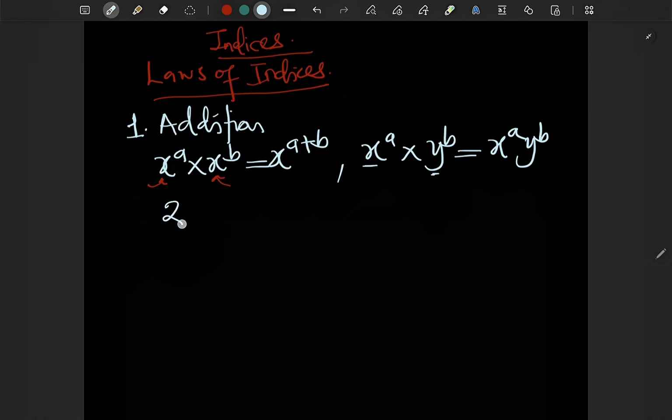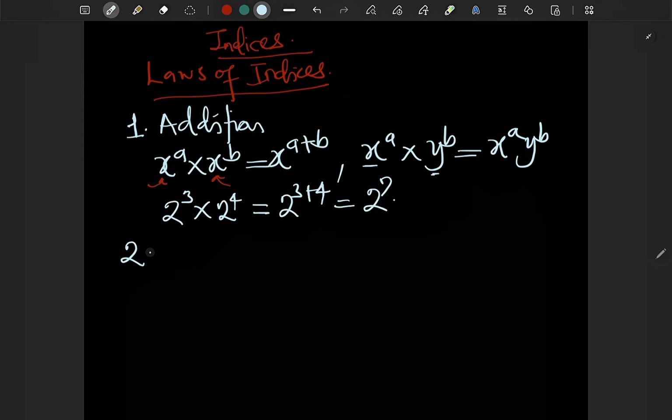For instance, you have 2 raised to power 3 multiplied by 2 raised to power 4. Therefore, this is equal to 2 raised to power 3 plus 4, which implies 2 raised to power 7.